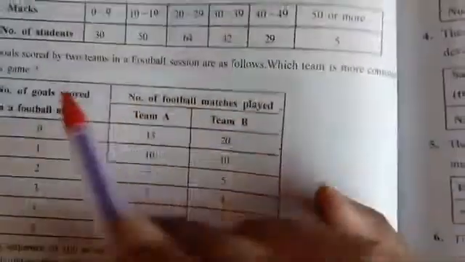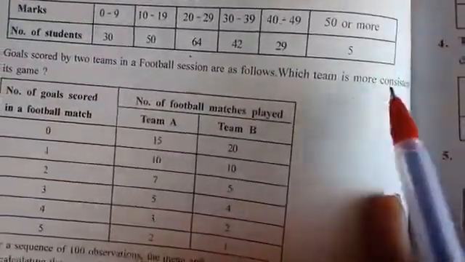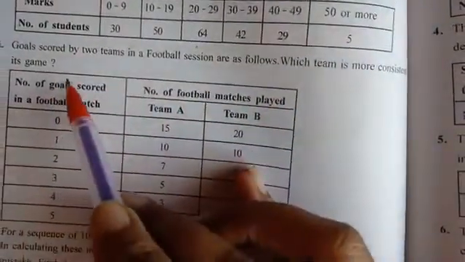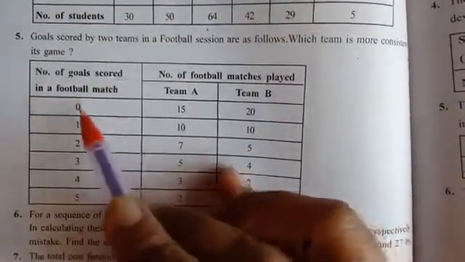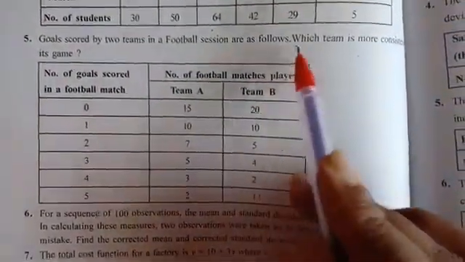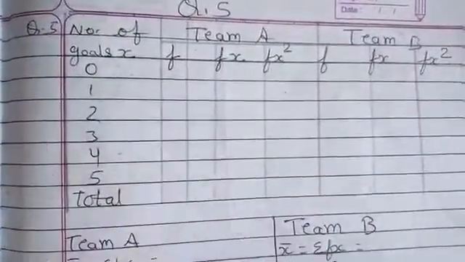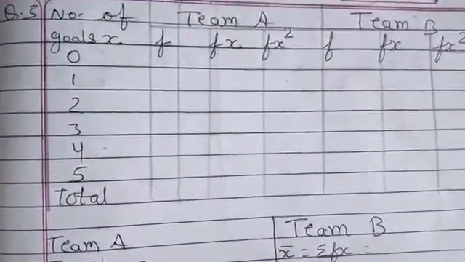Question number 5. Goals scored by two teams in a football session are as follows. Which team is more consistent in its game? The number of goals scored in a football match is given to us, and the number of football matches played, that is team A and team B, is given to us. We have to find out which team is more consistent. Now for finding out which team is more consistent, we have to find the coefficient of variation. For that we need to find x bar and s, that is mean and standard deviation. First of all, we'll do the necessary calculation.